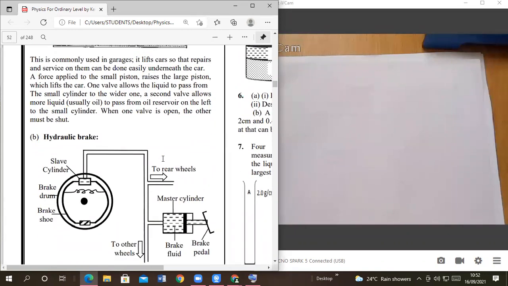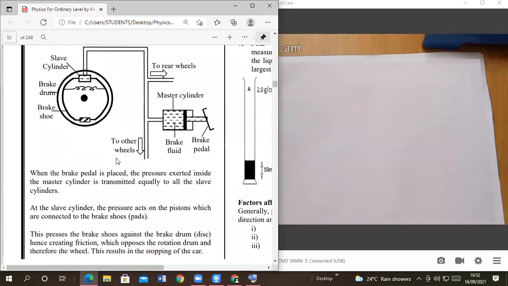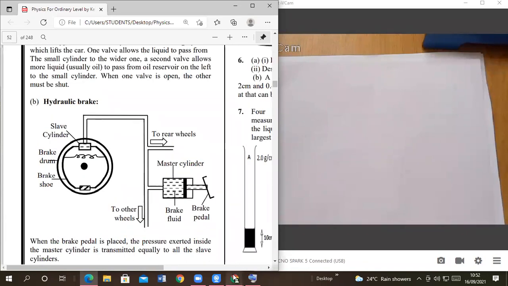Then the other application that we have is what we call the hydraulic brake. And the hydraulic brake, this one you have already seen. I know you have seen cars, and whenever they are moving very fast, they have to stop. Now I want to show you something here, before we go through these notes, so that you understand very well how this hydraulic brake works.